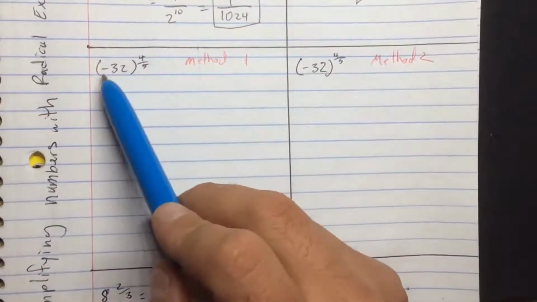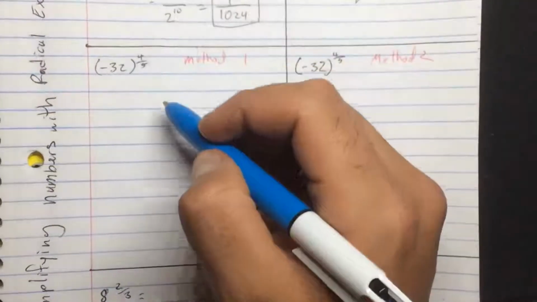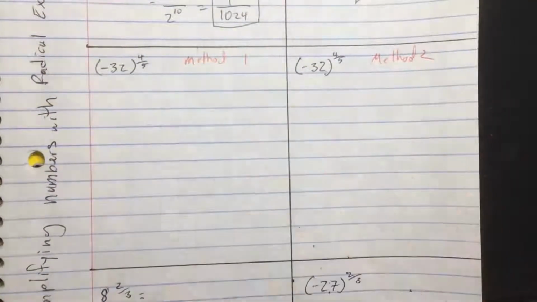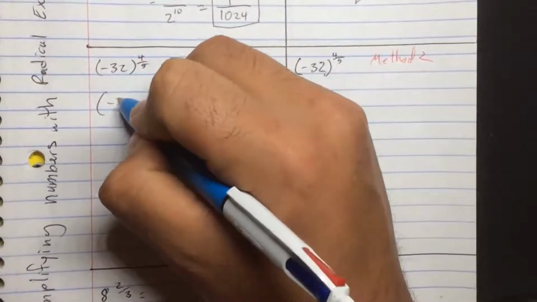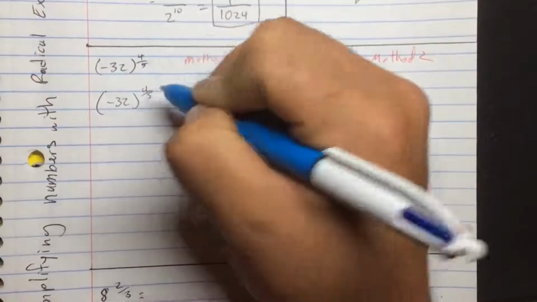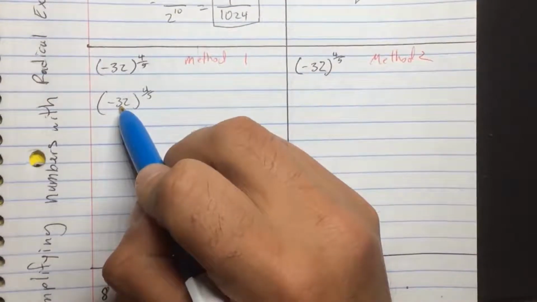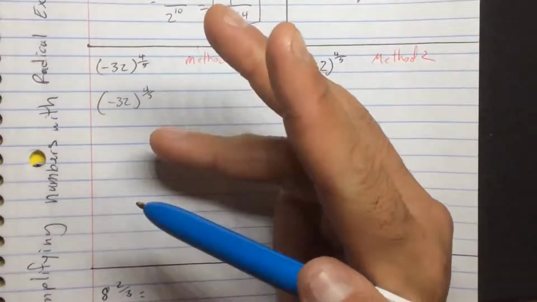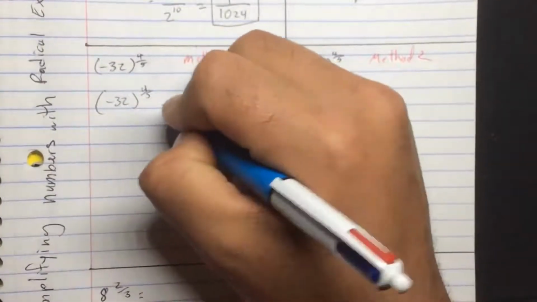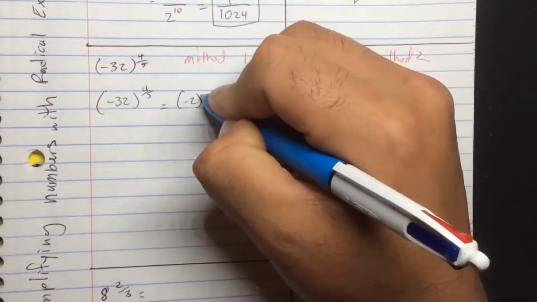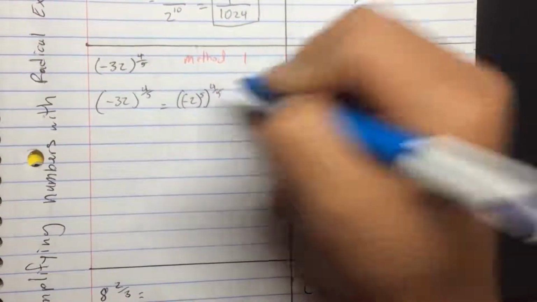We have negative 32 to the 4/5 power. But we're going to go ahead and separate this here. This one's going to be slightly different, but you're going to see what I mean. So once again, we have negative 32 to the 4/5 power. But I remember that 32 is 2 times 2 times 2 times 2 times 2, which is 2 to the 5th power. But we have a negative, so this is actually going to be equal to negative 2 to the 5th power to the 4/5.